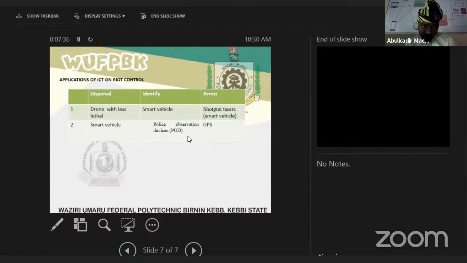Looking at this, we can realize that most developed countries make use of ICT in order to control riots. In conclusion, we make a recommendation that security agencies need to be equipped with ICT gadgets. Besides, we also recommend that security agencies or governments look into ways to digitalize some of the security agencies' operations, whereby some ICT electronics will be adopted in carrying out community policing tasks. So thank you very much.